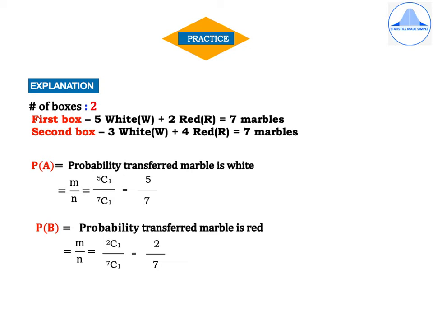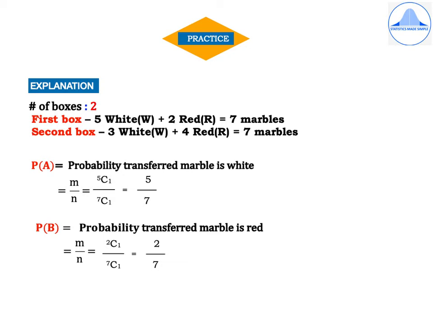In the next two slides, I will be explaining how to find out all the required probabilities. Again, it is not compulsory that you show all the steps. The calculations can be shown according to your understanding. So let's start with the explanation. The number of boxes is 2. The first box has 5 white and 2 red, so the total number of marbles is 7. The second box has 3 white and 4 red, and the number of marbles is 7.